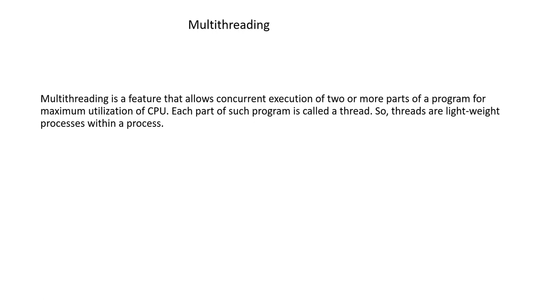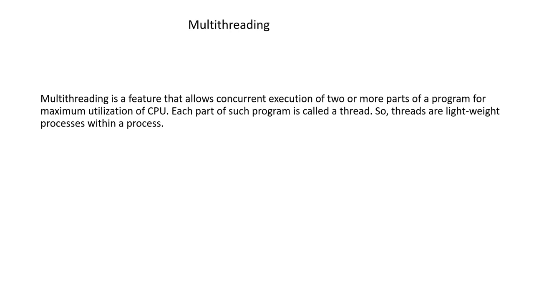In this lesson, let's learn about multithreading in Android applications. Multithreading is a feature that allows concurrent execution of two or more parts of a program for maximum utilization of the CPU. Each part of such a program is called a thread. Threads are lightweight processes within a process.